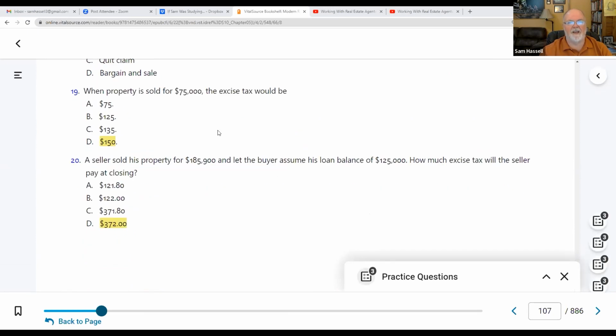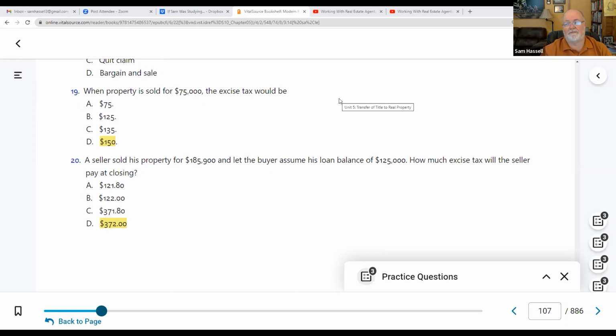All right, a little math to finish up. This is easy math, right? When a property is sold for $75,000, the excise tax would be what? I know the answer is there, but do you know how to do it? You're going to take that $75,000. Remember, it's $1 per $500 of sales price, or any part thereof. So we always round up to the next dollar. There are no decimal points here. So 75,000 divided by 500 is going to be $150.